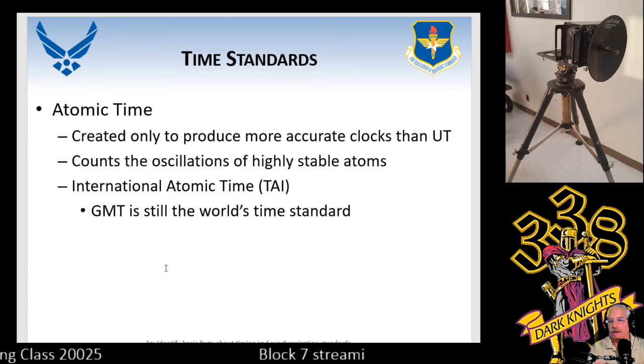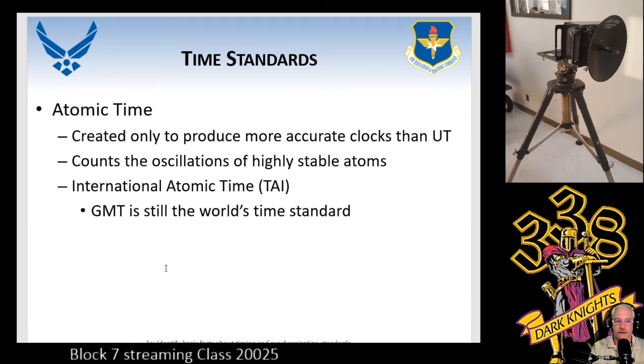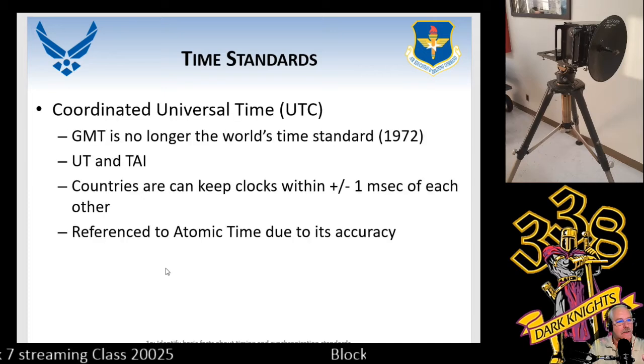So how does it get its accuracy? Well, right now, our standard is atomic time. That's our reference that we have. We reference it to develop a standard. The standard is GMT right now. It is the world standard. We have something called the International Atomic Time, which governs what time it is in certain parts of the world.